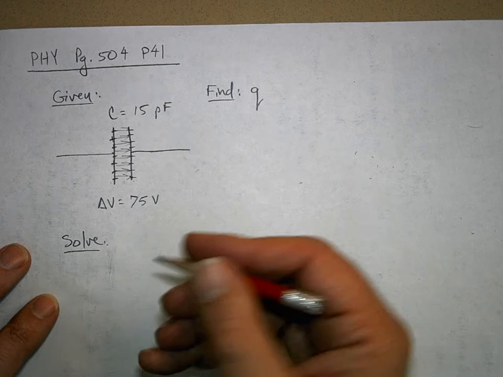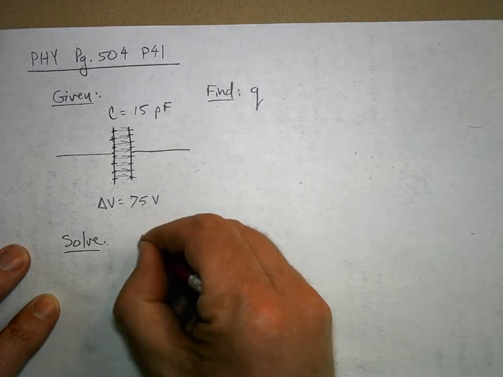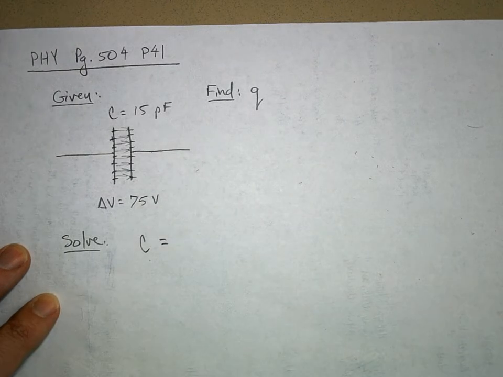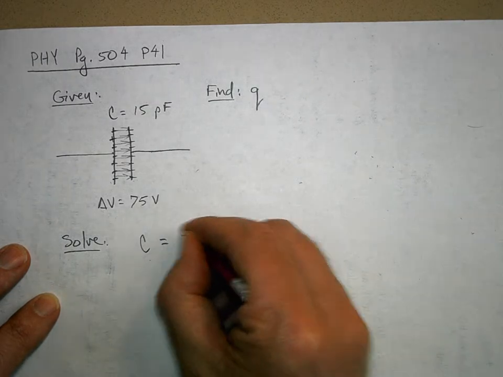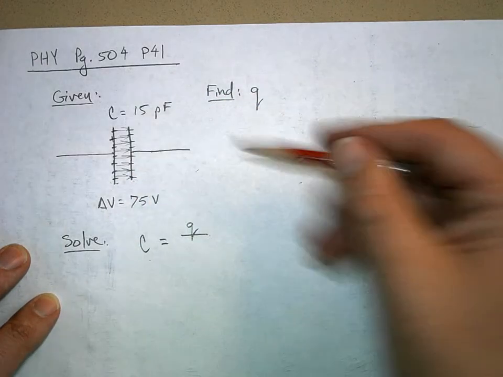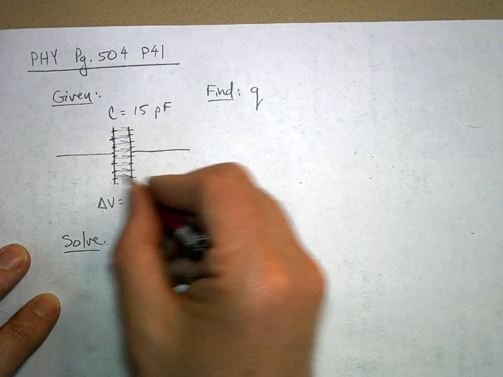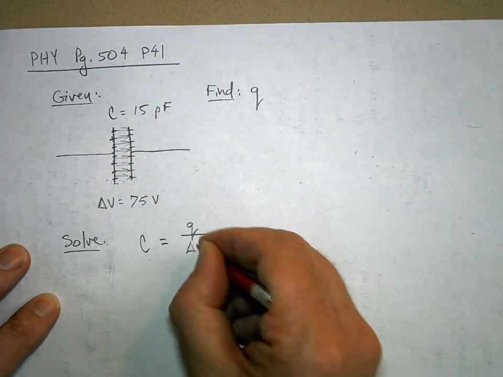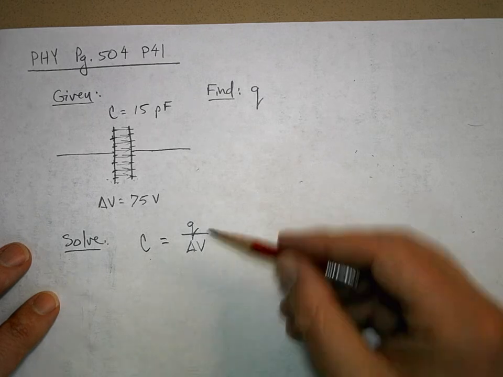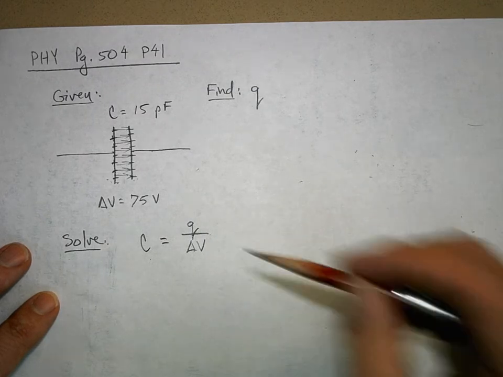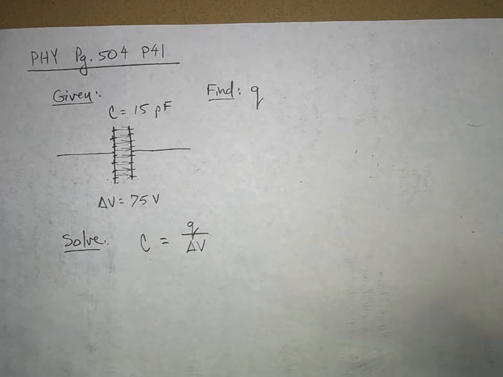So the basic equation for a capacitor is the capacitance of a capacitor is, by definition, the charge you get on the positive plate divided by the potential difference that you put across those plates, delta V. This is coulombs per volt. And what is a coulomb per volt? A farad. That's what a farad is.